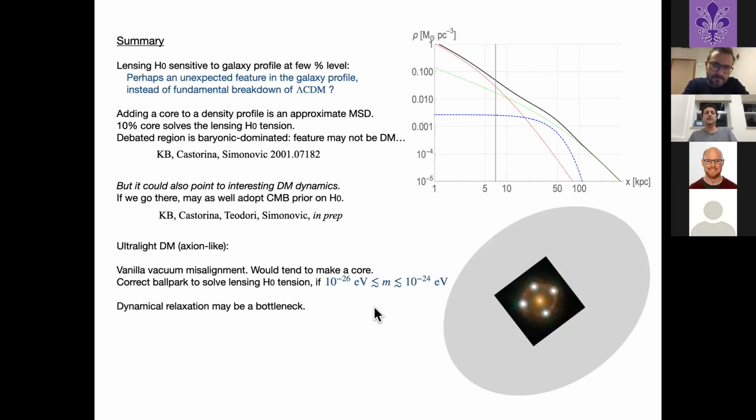So if you were thinking about early dark energy for H0, this is also very exciting to me. And it's another thing that potentially is hiding around the corner with these new measurements. So I'll stop here.